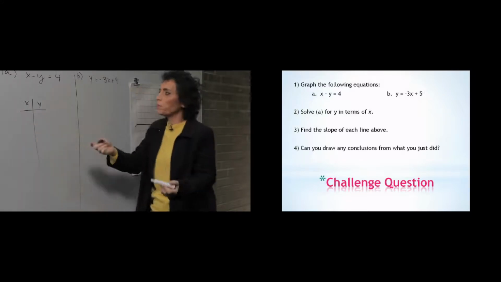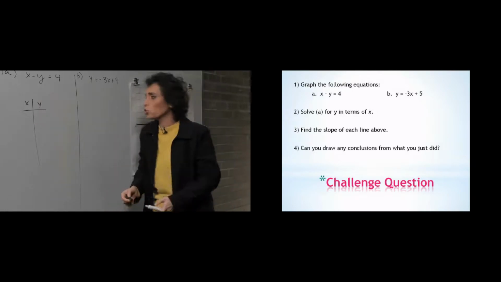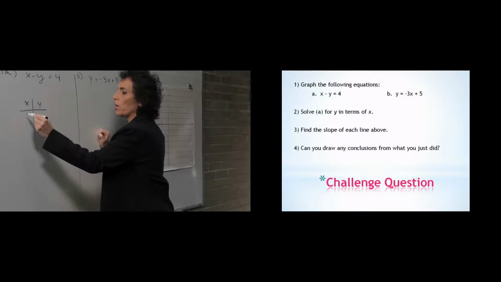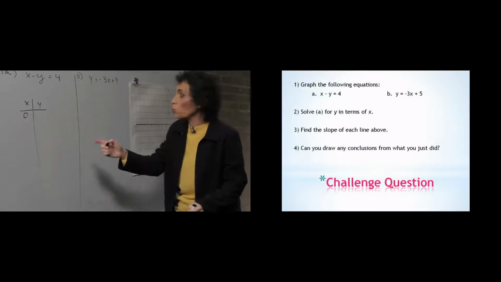Okay, so I'm going to do that. I'm going to pick numbers for x and then solve for y, or numbers for y, solve for x. I need at least 3 points, 1 for insurance. So let's say I pick 0 for x. Okay, I could do that, and then I would get an intercept, wouldn't I? I would get the y-intercept.